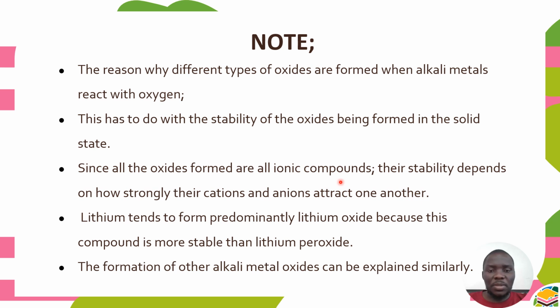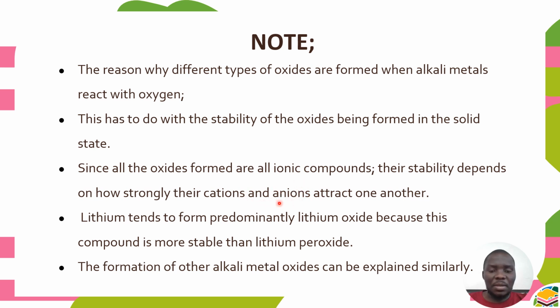An ionic compound is a compound that is formed when a metal combines with a nonmetal. So their stability depends on how strongly their cations and anions attract one another. Remember, in the ionic compound, we've said we have metal and nonmetal. So when we are talking about a cation, a metal becomes a cation because it loses its valence electrons, which are going to be gained by the nonmetal.